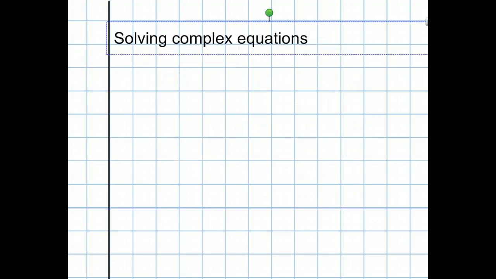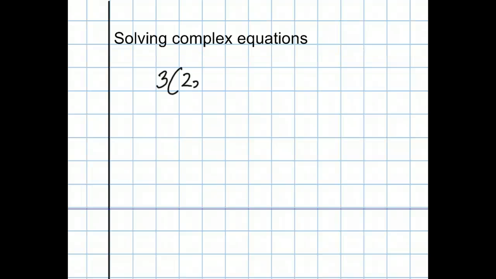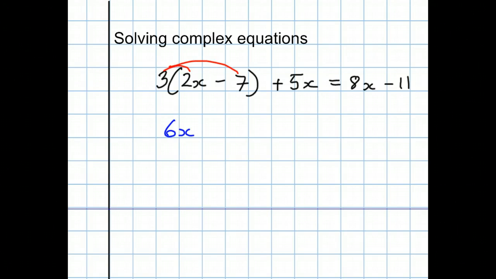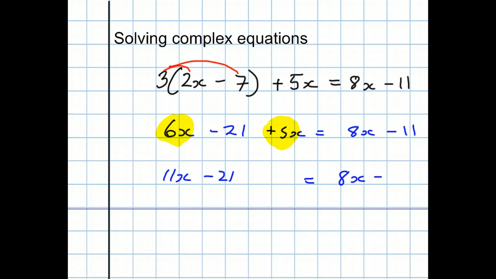I'll just look at one more solving complex ones, by which I mean this. 3 open brackets, 2x minus 7 close brackets plus 5x equals 8x minus 11. Now what do we do here? First you expand the bracket. So we get 6x, 3 times 7 is 21, and there was a minus sign in front, plus 5x equals 8x minus 11. Next we gather together any like terms. And we have some like terms on the left. So we've got 11x minus 21 equals 8x minus 11.